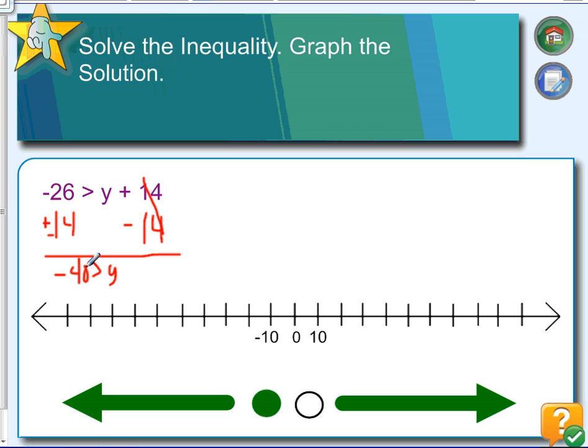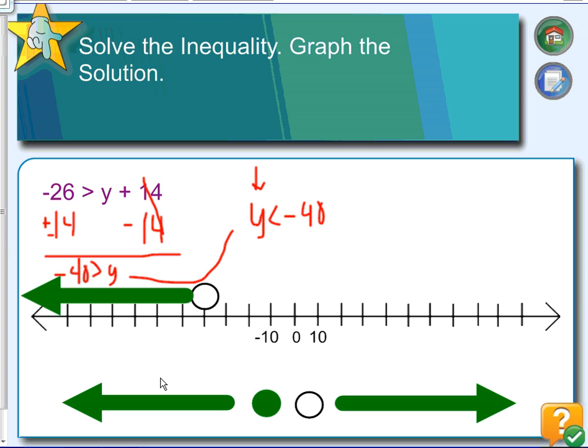All right. So because negative 40 is greater than y, we can rewrite this as y is less than negative 40. Now the reason I am doing this is because oftentimes it is easier to graph the inequality with the variable on the left side. So because it is a less than sign, we are going to use our open circle. So I'm going to go negative 20, negative 30, negative 40. And because we're talking about all the numbers that are less than negative 40, my arrow is going to go to the left.